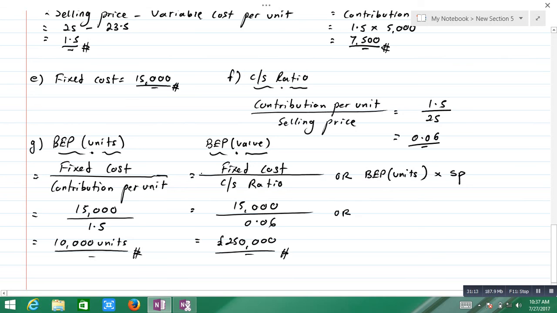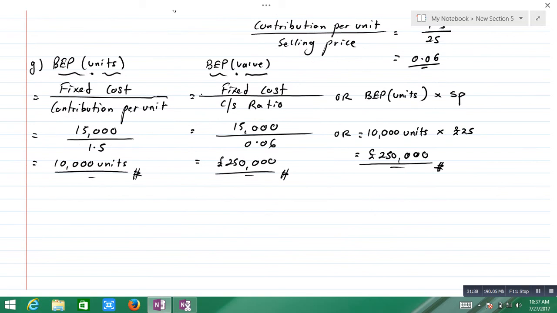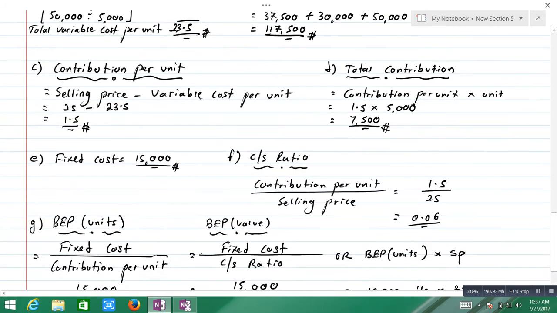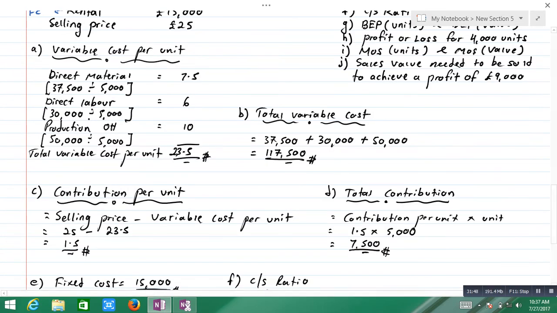The next required is H, profit or loss for 4,000 units. Okay, let's start with that now. Profit or loss for 4,000 units. Now, you can do it in the statement way, but I'm not really encouraging you to do it in a statement format because it will take time in the exam. You don't have that much time to do it in a statement format, so better to use the formula. Okay, so this is 4,000 units given.